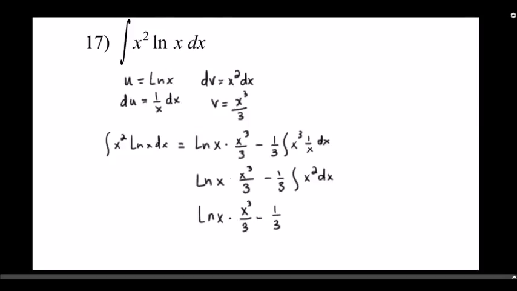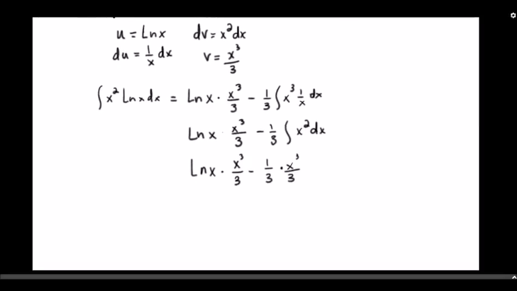And the antiderivative of x squared is another x cubed over 3. So the final answer here is, there we go.